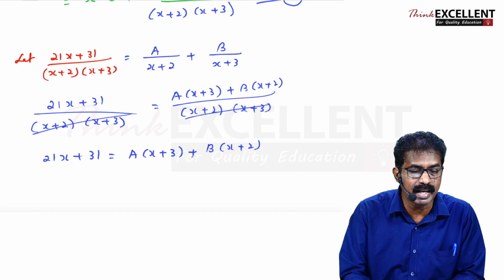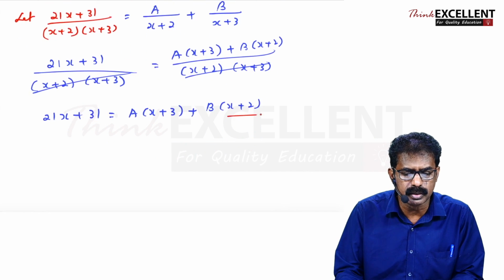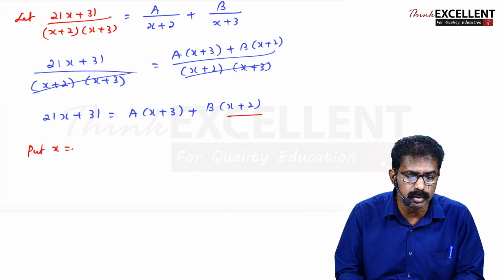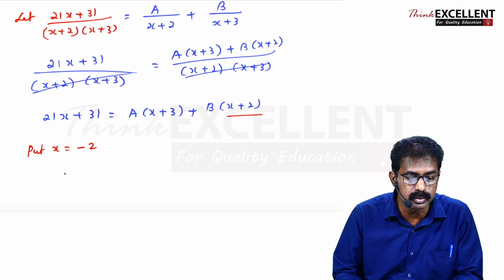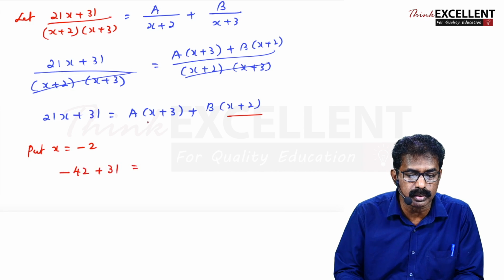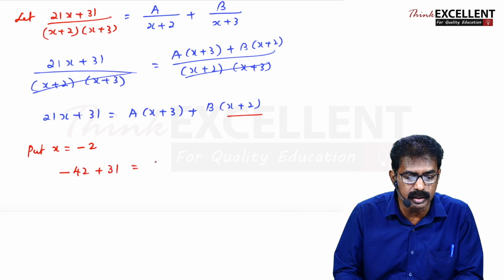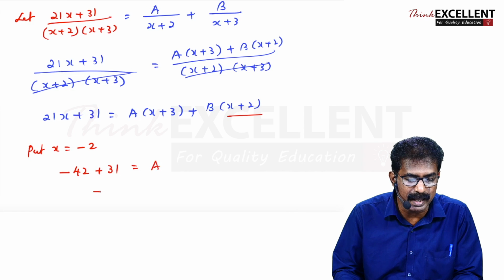Now listen here, to find a and b, you make one by one 0, right? First I put this part 0, x plus 2 is 0. For that you put x equal to minus 2. So what you are getting here? 21 into minus 2, so minus 42 plus 31 equal to, you are giving minus 2 plus 3, it is 1. 1 into a, it's a. Second term will be 0, right? So if you simplify this, you will get minus 11 equal to a. So a value is minus 11.